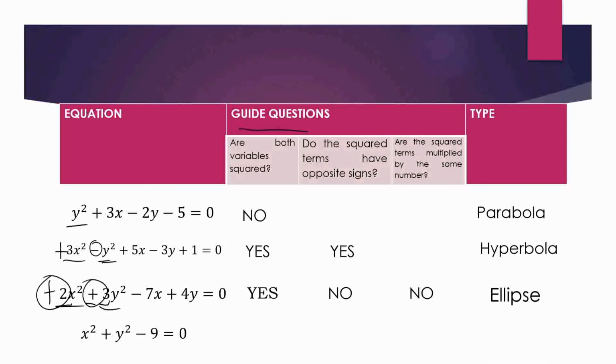And next naman is x squared plus y squared minus 9 is equal to 0. Are both variables squared? Of course, yes. X squared and y squared. Do the squared terms have opposite signs? No, dahil pareho silang positive. Are the squared terms multiplied by the same number? So, yes. So, parehong 1 yung numerical coefficient ng dalawa ng x squared and y squared. So, ibig sabihin is siyang circle.